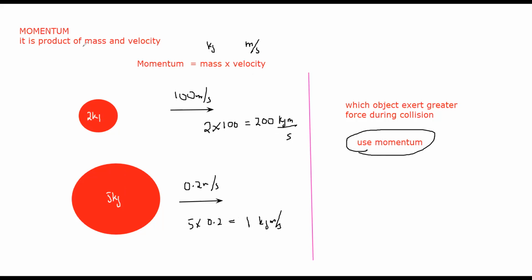So momentum is the quantity which is a product of mass and velocity. When mass is multiplied by velocity, you can find the momentum of an object. And using momentum, you can identify which object exerts greater force during a collision. The one which has higher momentum will exert greater force. The one which has lower momentum exerts a smaller force. So the significance of this quantity is that momentum is used to identify the impacts of objects during a collision. And it is a vector quantity.